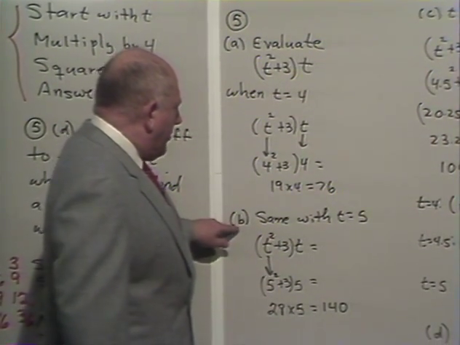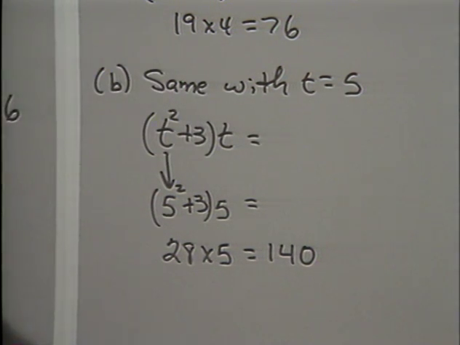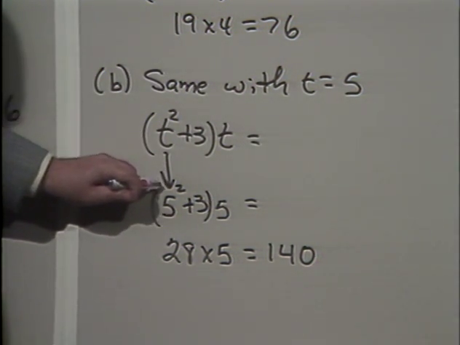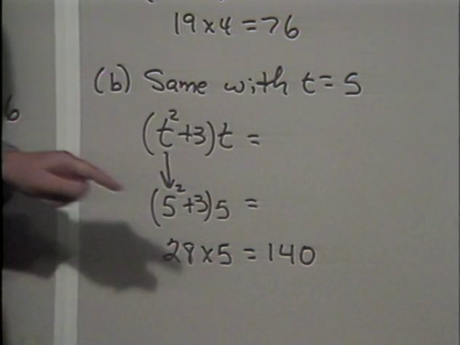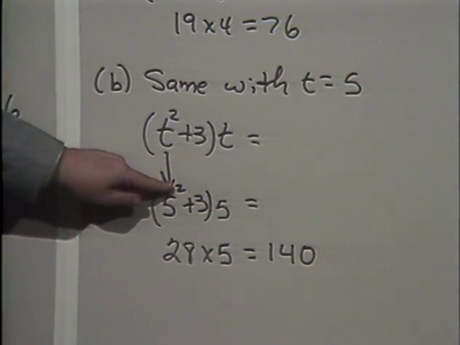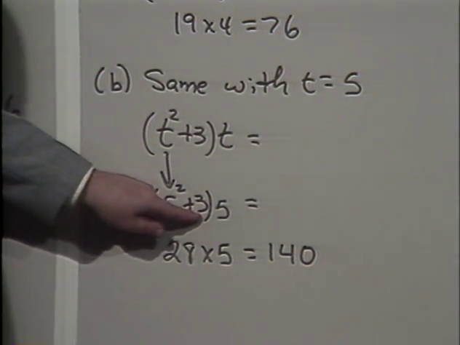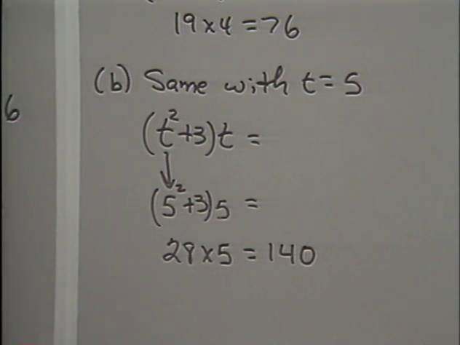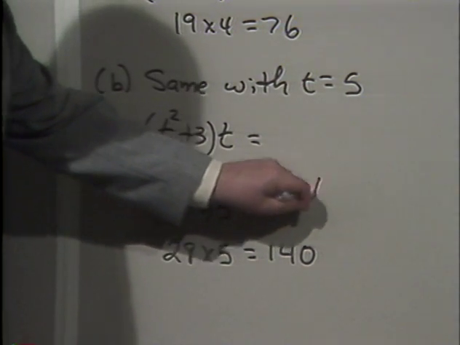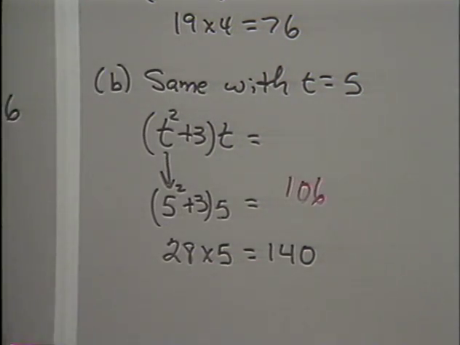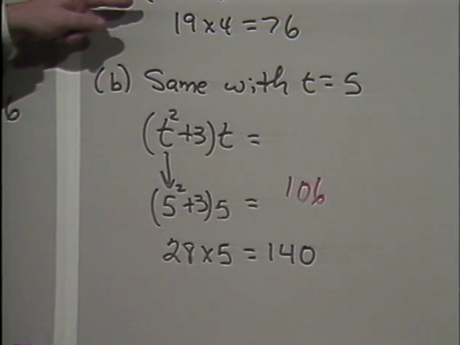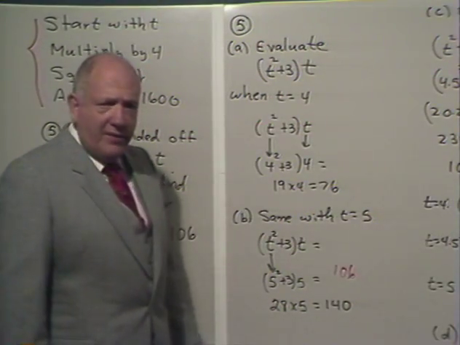Now it says do the same thing with t equals 5. Now you see every place I see a t, I replace it by 5. See, I start with 5, I square it, that gives me 25, add 3 gives me 28, multiply by 5, that gives me 40. What happens now? I still didn't get my 106, but now this is too big. So what do I know now? I know that 4 is too small and 5 is too big.